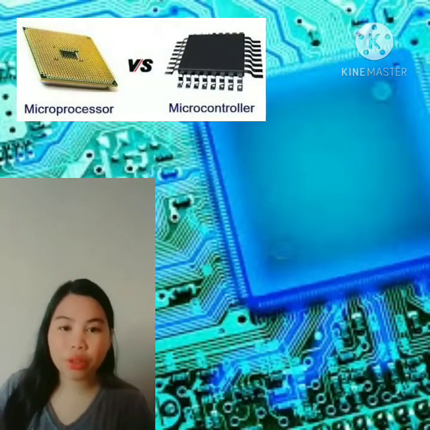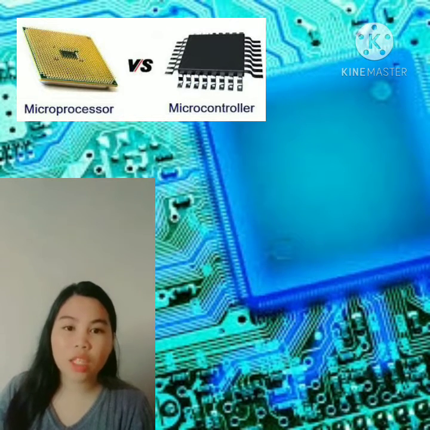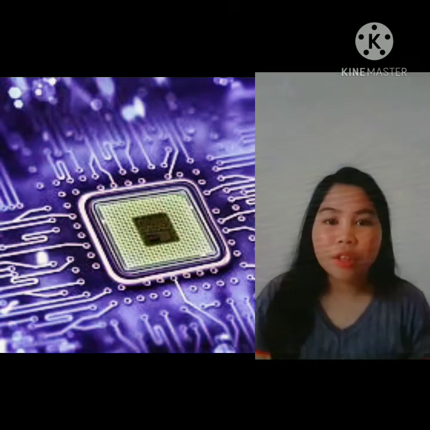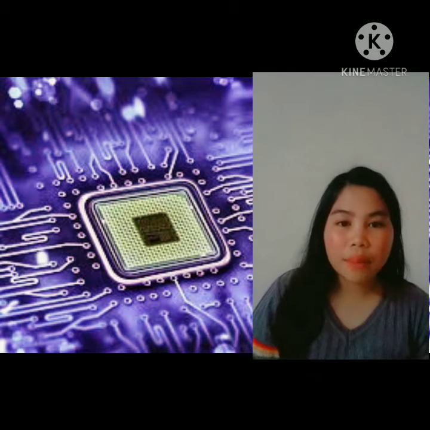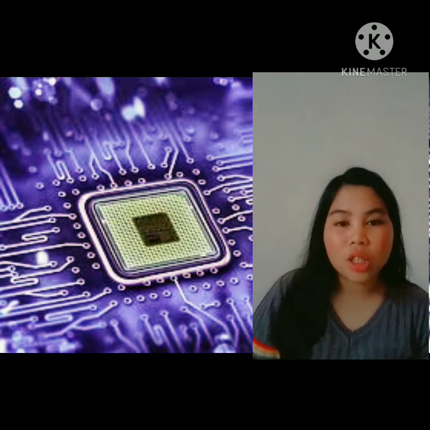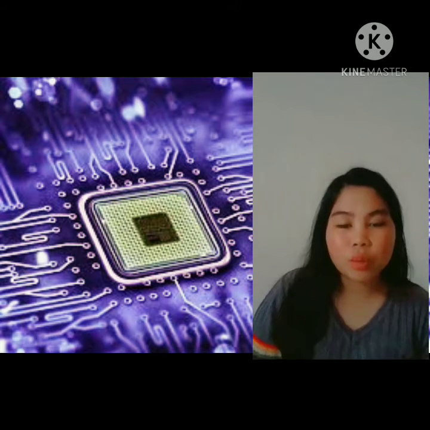Microprocessor versus microcontroller. A microprocessor is a semiconductor device consisting of electronic logic circuits, and a microcontroller is a chip optimized to control electronic devices. Differences of microcontroller and microprocessor: a microprocessor consists of only a central processing unit, whereas a microcontroller contains CPU, memory, and input and output, all integrated into one chip. A microprocessor is used in personal computers, whereas a microcontroller is used in embedded systems.